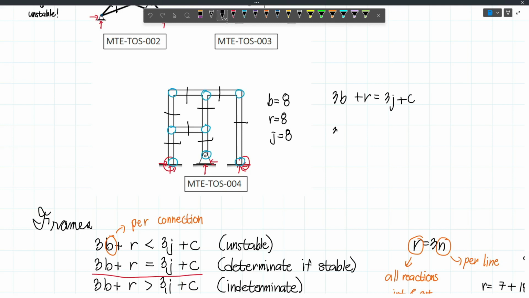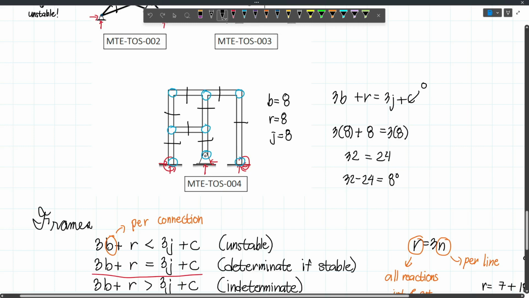And so 3 times 8 plus 8 is equal to 3 times 8. And then, wala tayo c. 0 ra siya. Kay wala man tayo internal hinge. So, mao siyang 24 plus 8. Mao ng 32. And then, equals 8 times 3. 8, 16, 24. 24. So, atong degree of indeterminacy, mao ng 32 minus 24, which is 8 degrees.